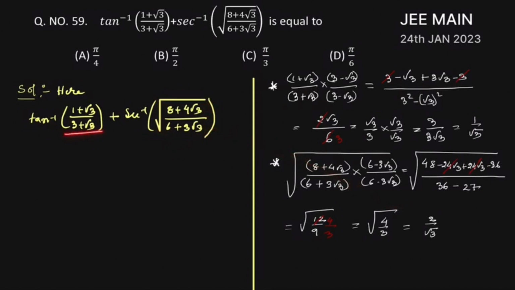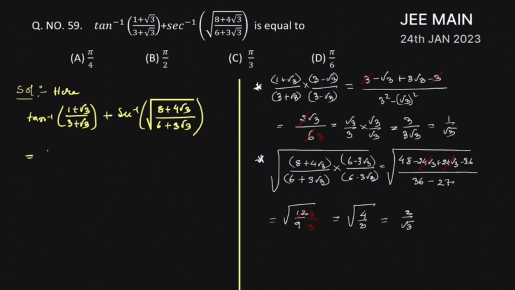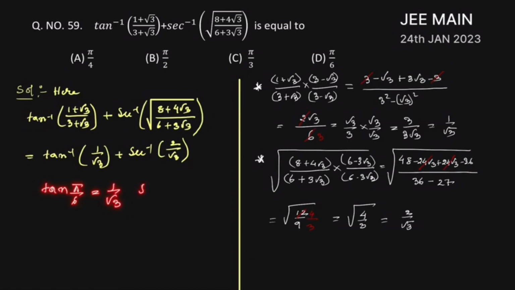After simplifying this, we will get 2 upon root 3. Then in the place of this, we are able to write 1 upon root 3, and in the place of this, we are able to write 2 upon root 3. And this is equal to tan inverse 1 by root 3 plus sec inverse 2 by root 3. So we know that tan pi by 6 is equal to 1 by root 3, and sec pi by 6 is equal to 2 by root 3.